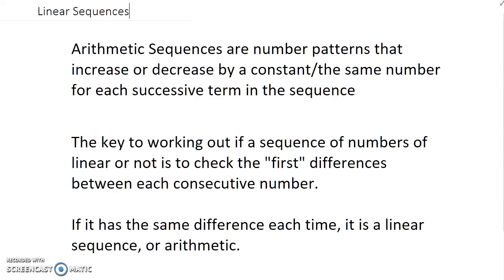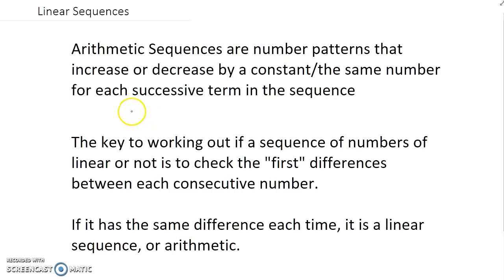With this video, we're going to be looking at linear sequences and determining how we actually work out the rule if we're given a set of numbers. Before we go through how to do that, we need to understand that these are what we call arithmetic sequences. If something is a linear sequence, we call it an arithmetic sequence. Arithmetic sequences are number patterns that increase or decrease by a constant. Or in other words, there's the same sort of pattern going on within the sequence.